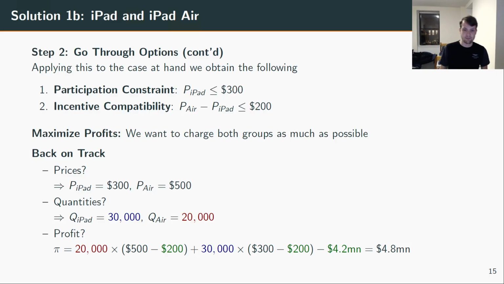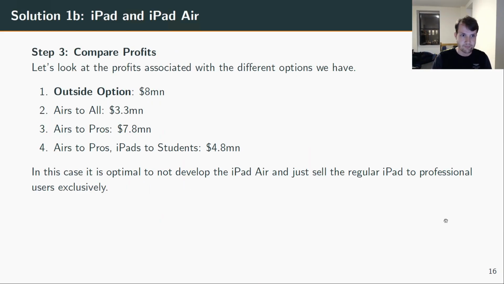We can plug in the profit formula: 20,000 units we sell for 500, 200 is our marginal cost, 30,000 units with a margin of 100, and we still have to pay the investment cost of 4.2, and we'll make $4.8 million. Not done yet. All we have to do is compare prices, and we can see that the best thing we can do is just scrap the iPad Air altogether and stick with the iPad. That's going to maximize profits. Not too difficult, but a bit of a tricky bit, especially figuring out the prices. Once you have that, it's easy.